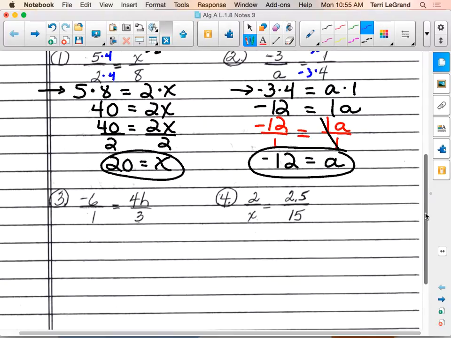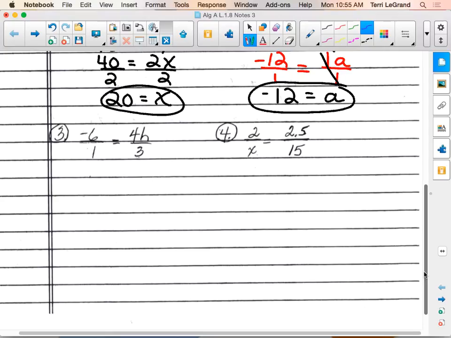Anybody have any questions on either of those before we try the next one? Okay. Why don't you go ahead and try the next one, see what happens. Do it your way, figure it out. What are you going to do to get the answer for this one?